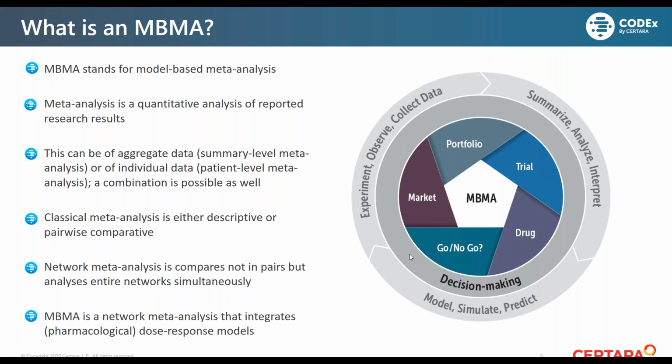Also, most published meta-analyses used to be pairwise meta-analyses. Pairwise meta-analyses are, and I'll show you that in CODEx itself as well, meta-analyses that look at things in pairs. So you could look at a certain treatment versus placebo, or a certain treatment versus another treatment, but you look at them one at a time in pairs. And that's called a classical meta-analysis or a pairwise meta-analysis.